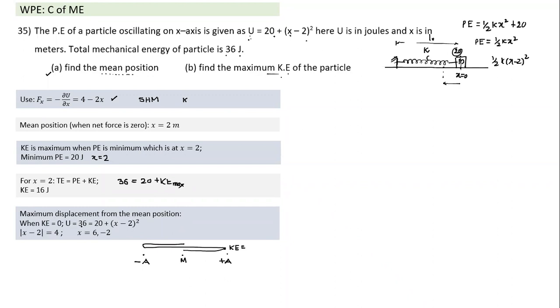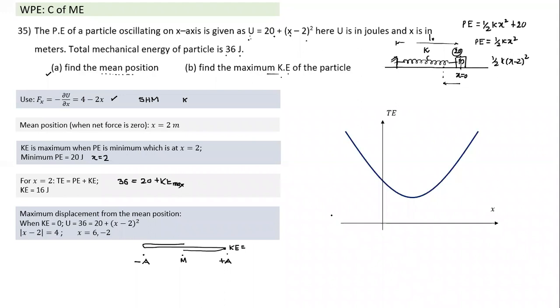So maximum displacement from mean position will correspond to kinetic energy being 0. So the entire total energy is in the form of potential energy. From here, if we solve, this is equal to 16. So mod of x minus 2 is equal to 16. It gives you two positions, x is equal to 6 and minus 2. So it will have such a motion between x is equal to minus 2 and 6.